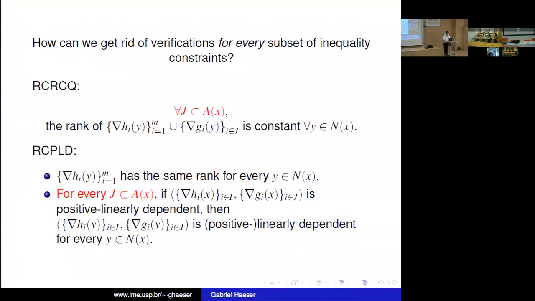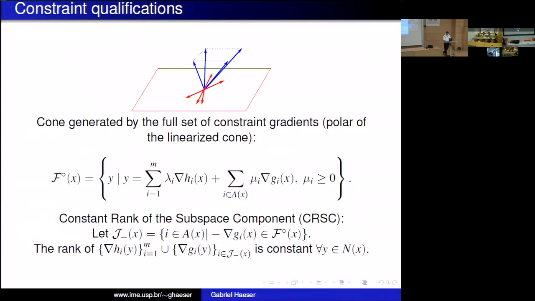As I was telling you, we wanted to get rid of this verification for every subset of the inequality constraints that appeared in this kind of condition. So we were able to do this, and the idea is to look at this cone. This is the polar of the linearized cone. It's written in this form.